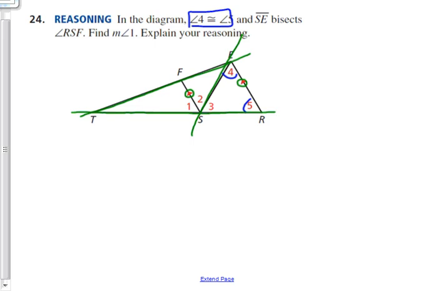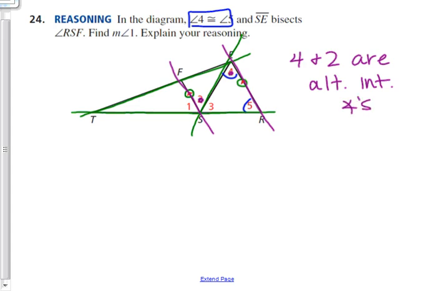If I know that this angle right here, angle 4, and angle 2, if I'm thinking of this as being one of my lines, and this as being my other line, my parallel lines, those are actually alternate interior angles. 4 and 2 are alternate interior angles. Okay, it's kind of hard to see, but you kind of have to just force yourself to think of it that way. So 4 and 2 are alternate interior angles.